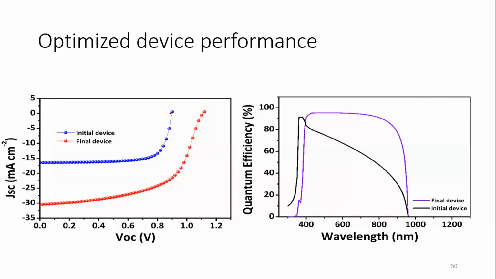So after optimizing all the parameters, with these optimized values, which I didn't show you here, you can see that after optimization there is a dramatic change in the efficiency, as well as the short circuit current and open circuit voltage.